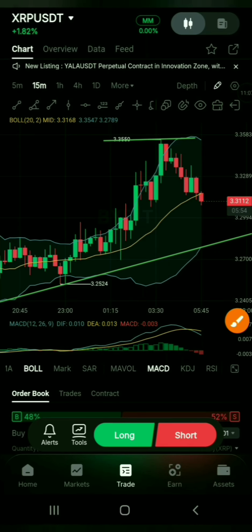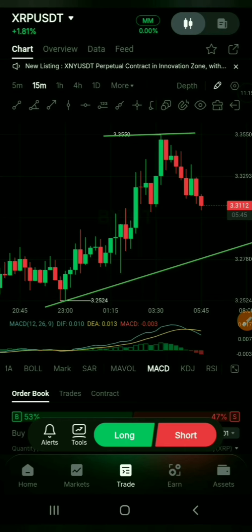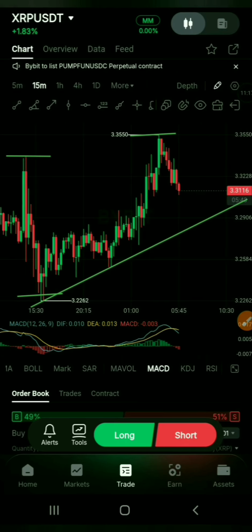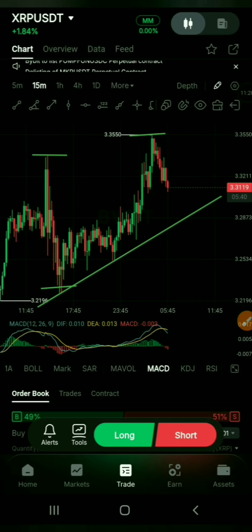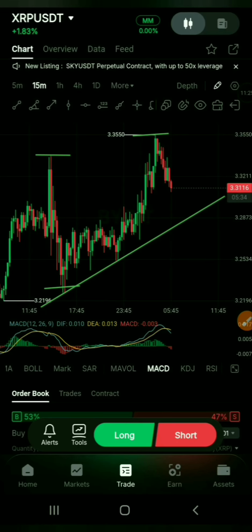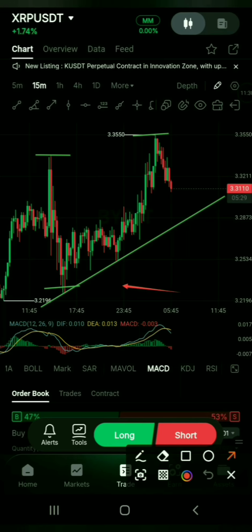Now how can you be able to manage your risk and avoid loss? All you have to do is, let me turn off the Bollinger Band so that you can see what is the previous high over here. What is the previous high over here? Now the previous high over here is this point. Sorry, the previous low. I'm sorry, the previous low. The previous low is at this point. Okay, this is the previous low.